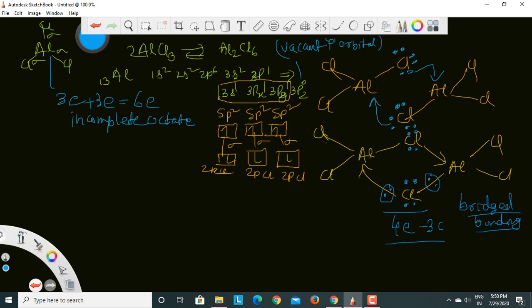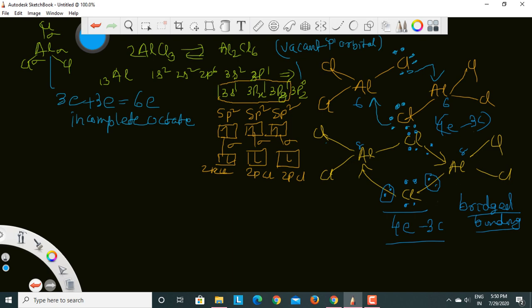This side also, a coordinate bond is involved between this chlorine and aluminum for completing the octet, because it was six electrons. Due to this coordinate bond, it becomes eight electrons. These two electrons are involved for the coordinate bond, and the two bond pair electrons between aluminum and chlorine are also involved in forming this bond. So a total of four electrons are involved, so three center. So this becomes a four electron, three center system.